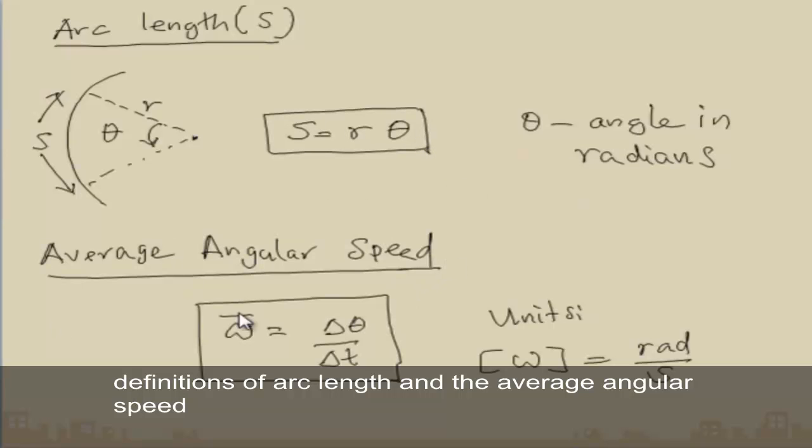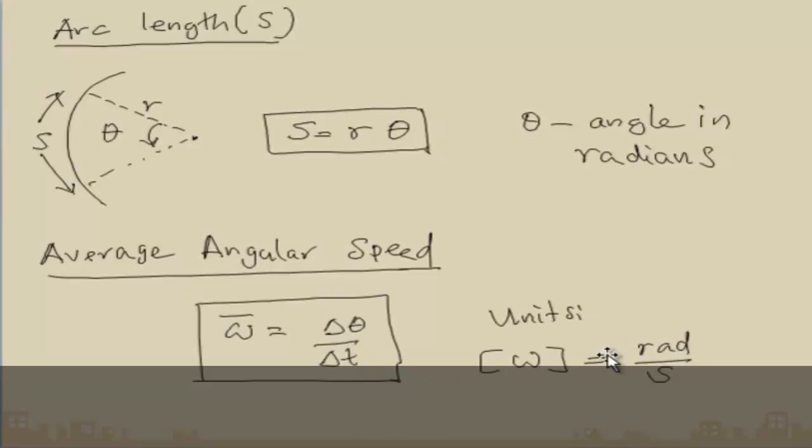Then the average angular speed is given by this Greek letter omega, and this bar represents the average value. So the average angular speed is given by delta theta divided by delta t. That's basically angular displacement. This delta theta is the change in angle, or the angular displacement, divided by time. The units of omega are radians per second.